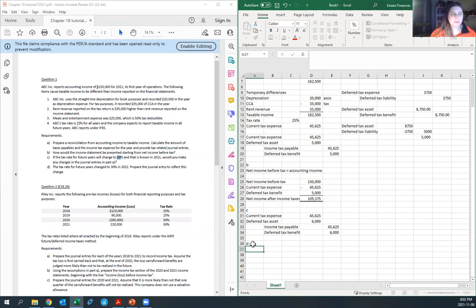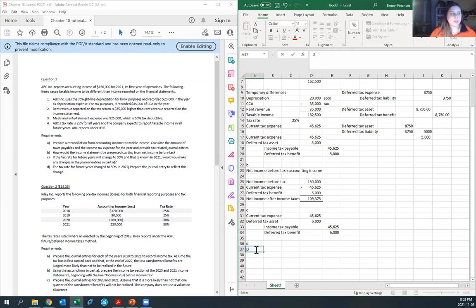For D, it's that the tax rate for future years changed to 30% in 2022. So not in the same year as you did this transaction. So prepare the journal entries to reflect this change. So 30% is the future tax rate. You recorded your deferred tax asset and deferred tax benefit at 25%. So you're going to want to increase those two accounts by 5%. So it's as if you recorded them at 30%.